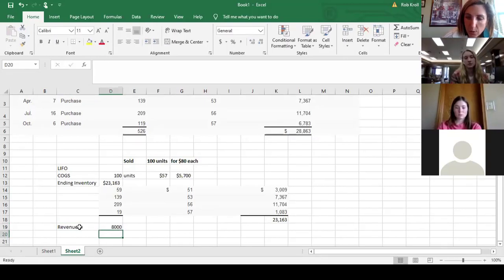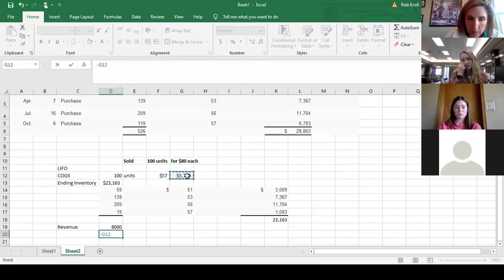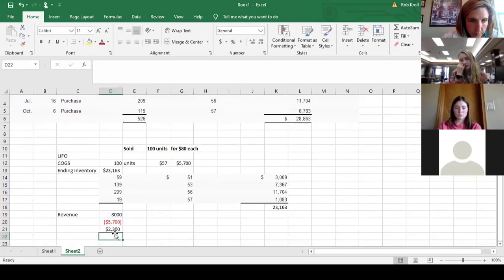My cost of goods sold this time, though, is a different amount. And so my gross profit will actually look different this time. It's revenue minus cost of goods sold.